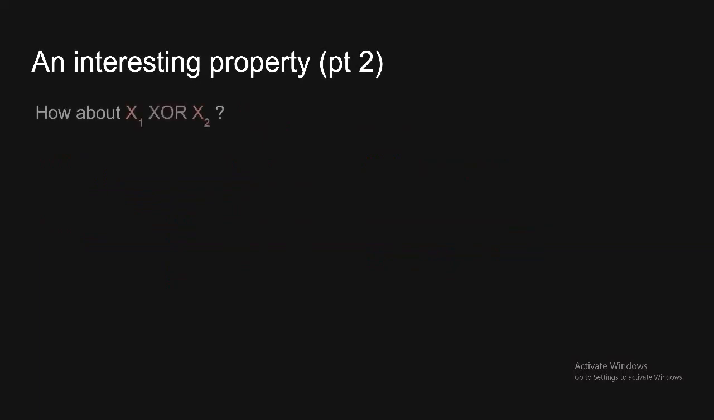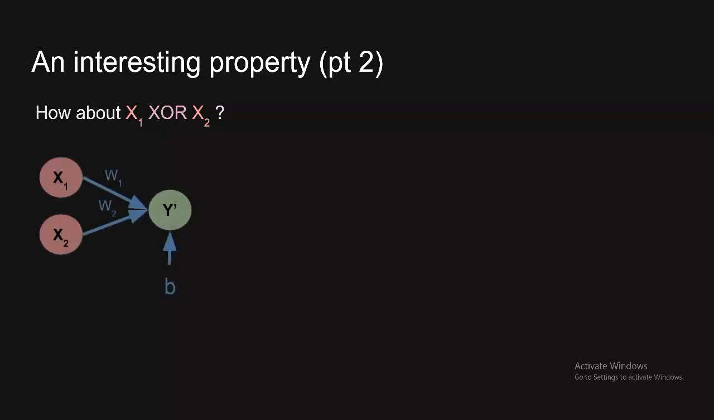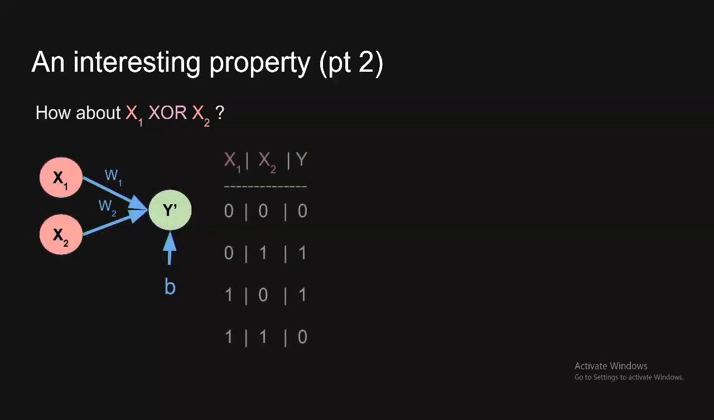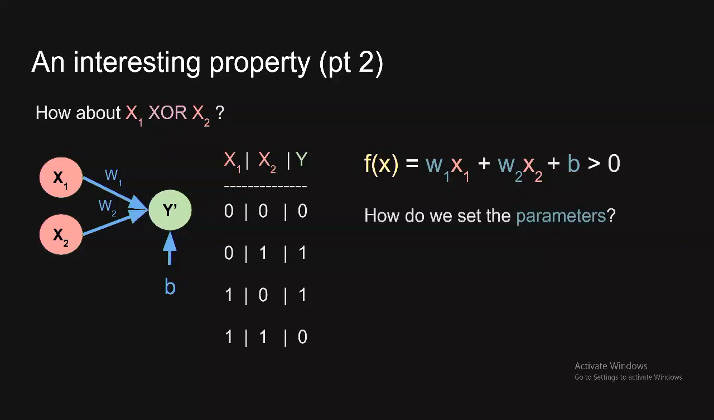Okay. Let's try a slightly different one of these functions. So this is XOR now. So again, we have our model, and we have a new truth table. XOR is exclusive OR, if you somehow don't know that. That means it will only return 1 if only one of the features is 1, and not if both are, or neither. So let's play the same game. Here's our model. How do we set the parameters?